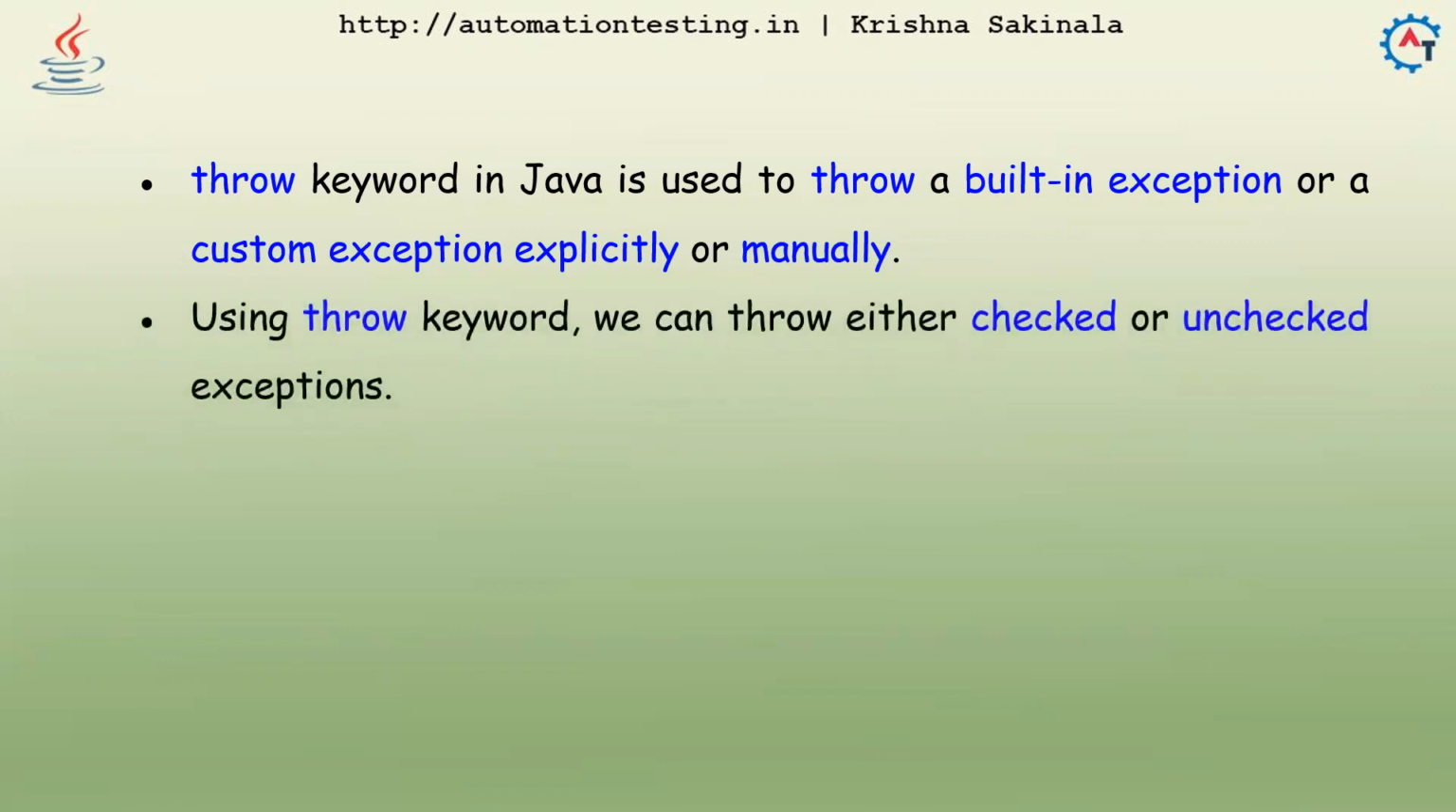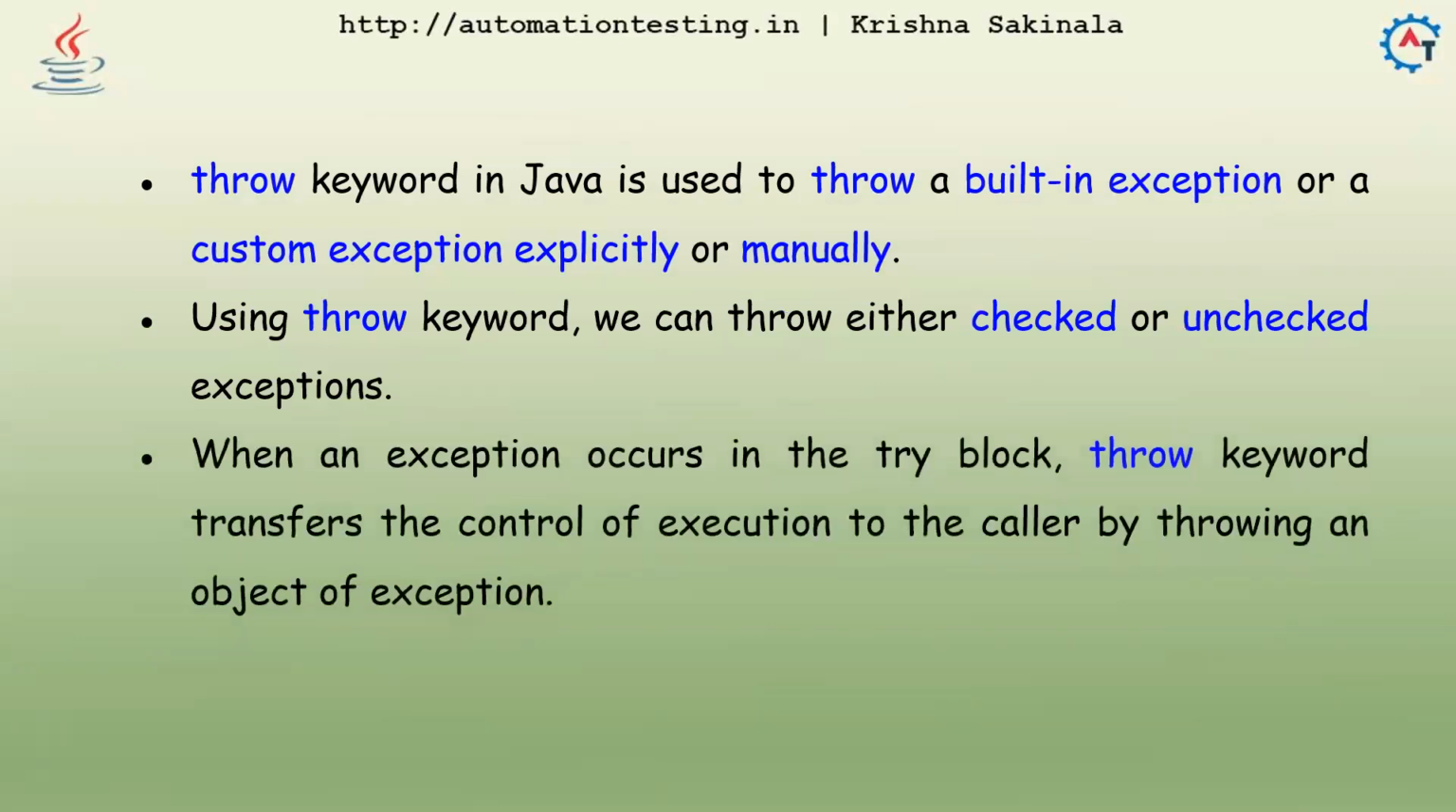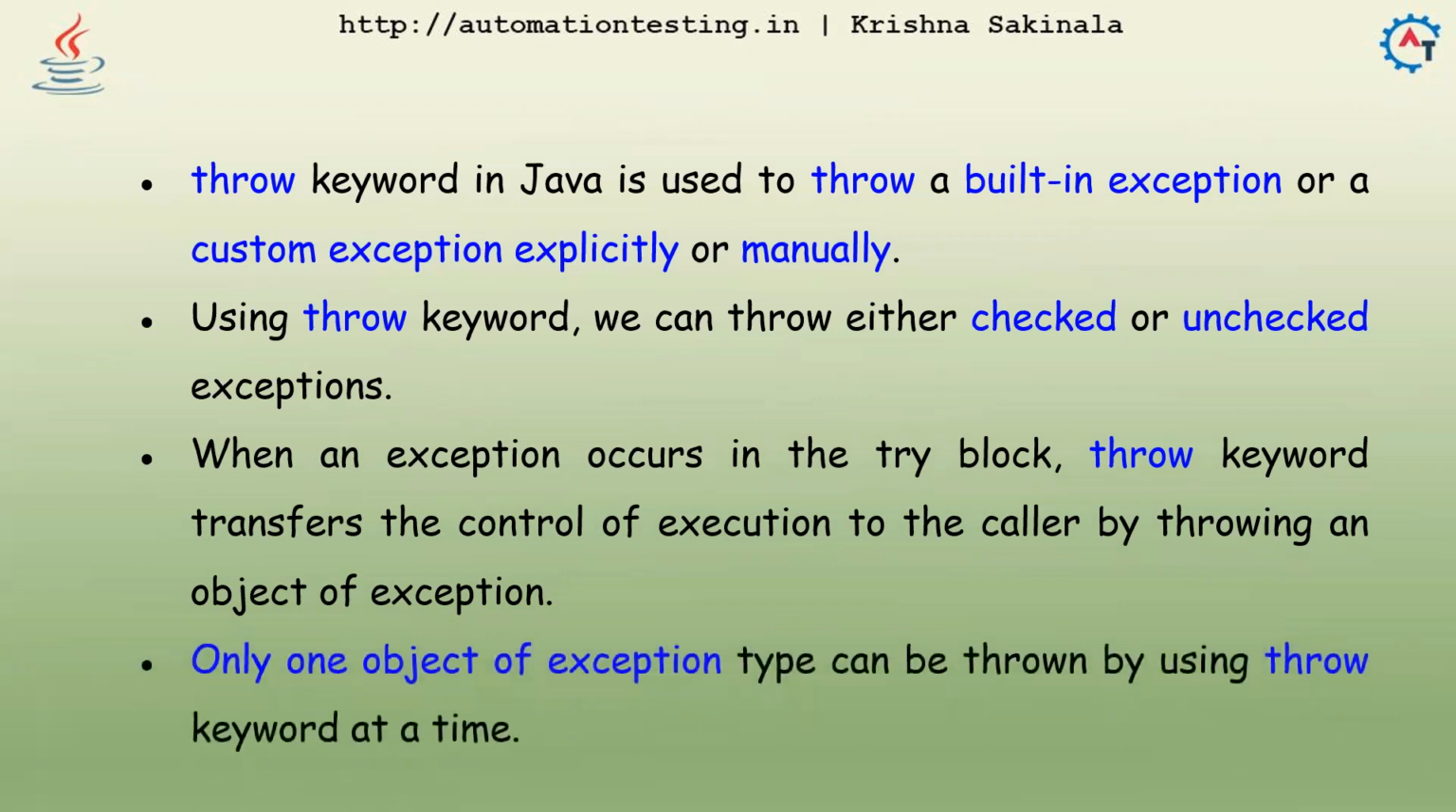Using the throw keyword, we can throw either checked or unchecked exceptions. You can do both. When an exception occurs in the try block, the throw keyword transfers the control of execution to the caller by throwing an object of exception. So the moment a throw happens, it throws the exception object, that we will see. Only one object of exception type can be thrown by using the throw keyword at a time. So you can throw only one object of exception, not more than one. By taking one example, we'll see all these things.